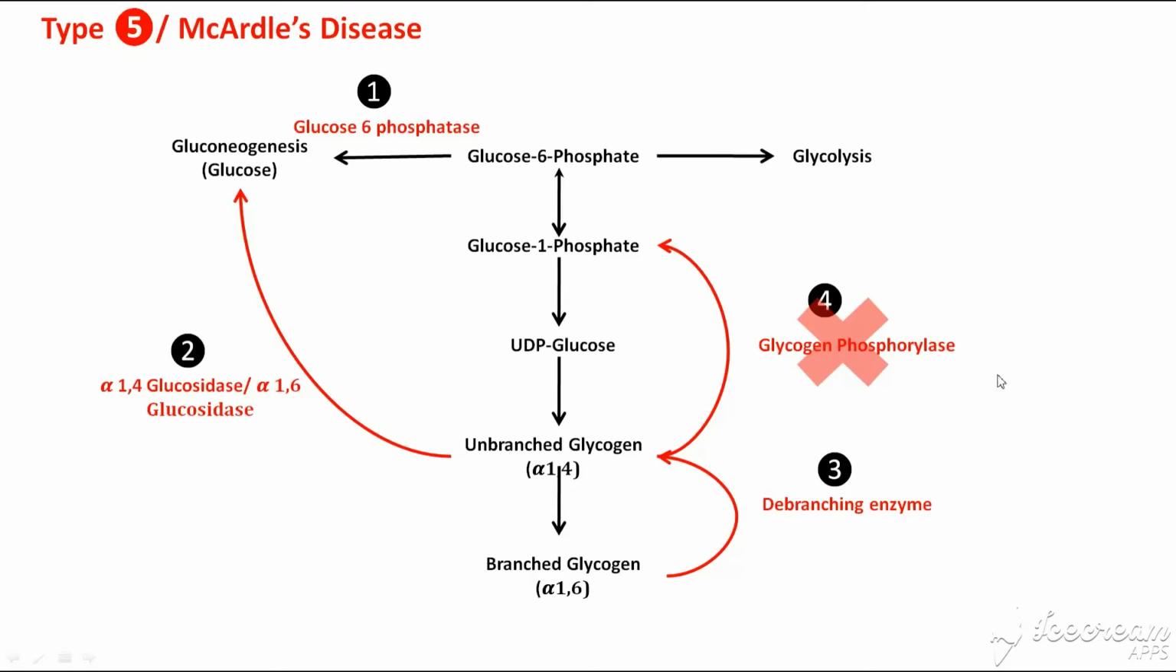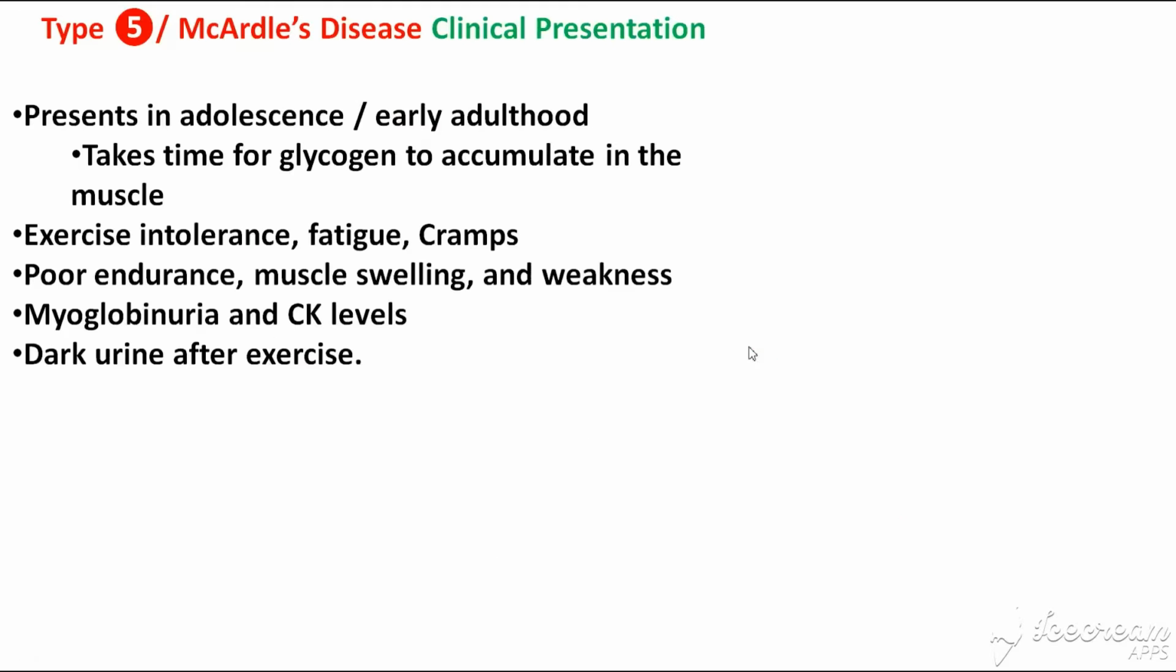So, like we said, glycogen phosphorylase is going to be deficient in skeletal muscle. So all the glycogen that is stored inside the skeletal muscle is going to accumulate over time. So it's going to present in adolescence and early adulthood. These patients are going to suffer from exercise intolerance, fatigue, and cramps. They're going to have poor endurance, muscle swellings, and weakness. They could also have myoglobinuria and elevated CK levels due to breakdown of muscle tissue, and this could be evident as dark urine after exercise in these patients.